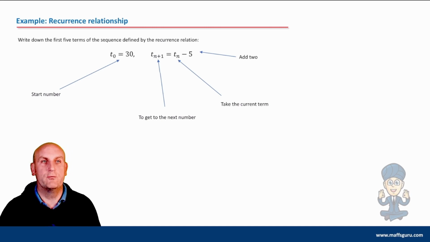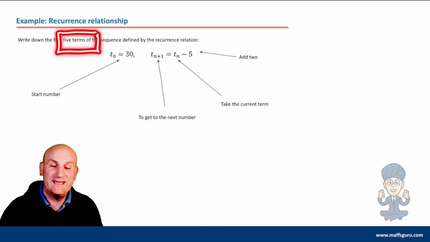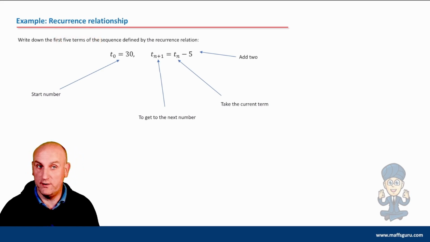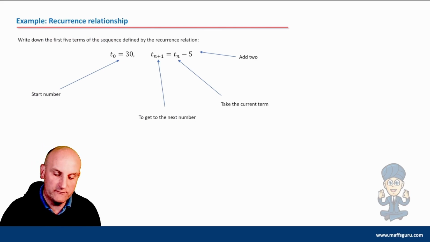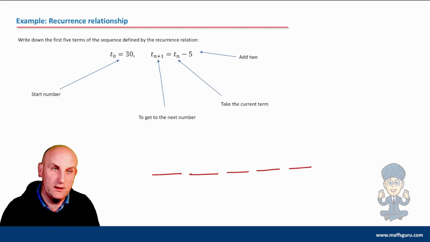Right, so here's another example. Write down the first 5 terms. Believe it or not, in an exam, I cannot tell you the number of people who can't count to 5. I want the first 5 terms. So what I'm actually going to do is write 1, 2, 3, 4, 5 lines. That is going to help me not stuff up, not do too many numbers. So write the first 5 terms for the sequence defined by the recurrence relation. So T0 equals 30. What does that tell me? It's my first number. Okay, so there's the first one written down.